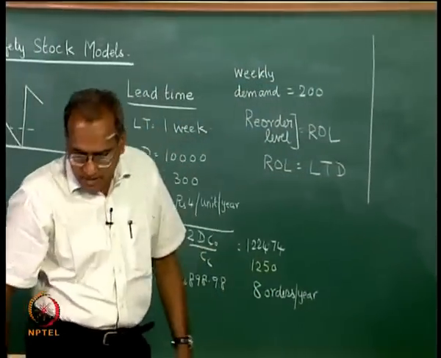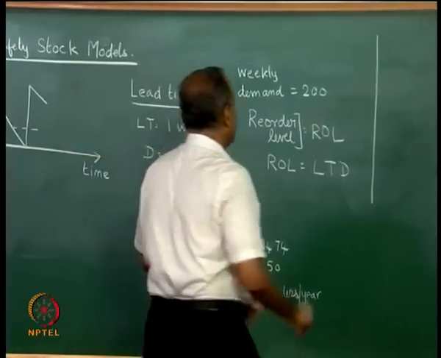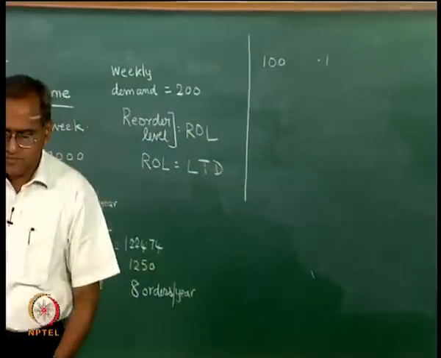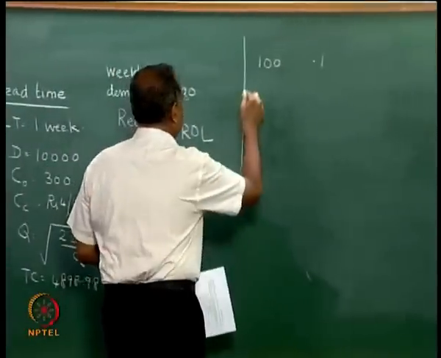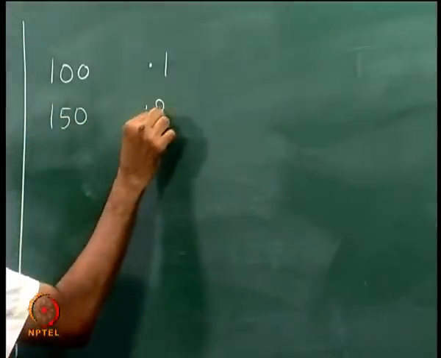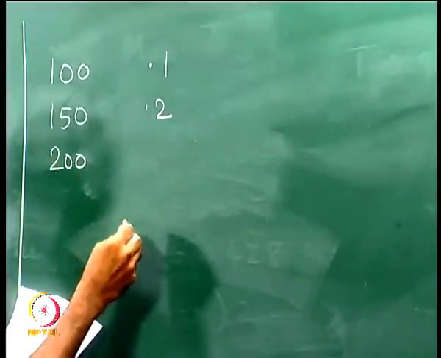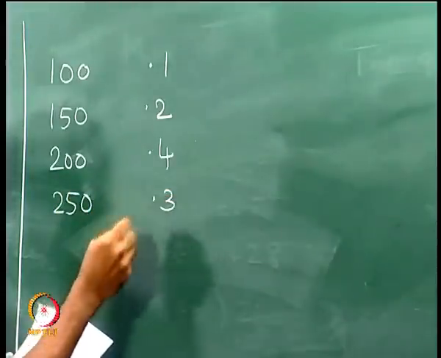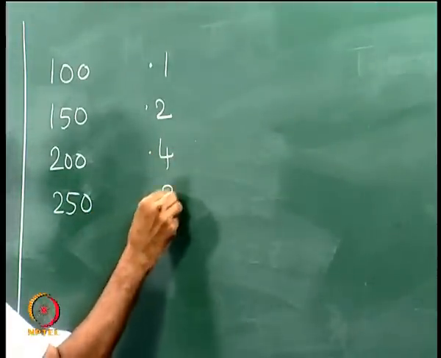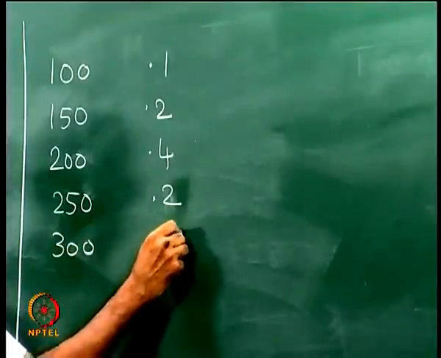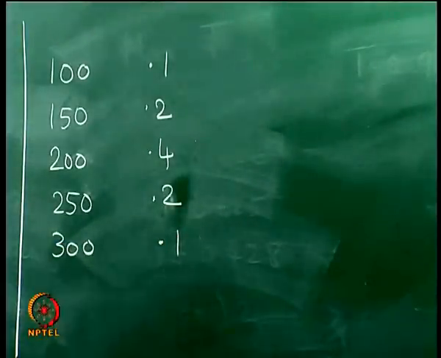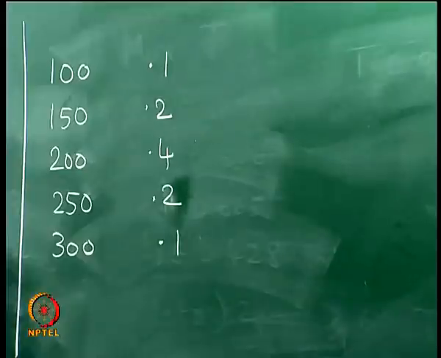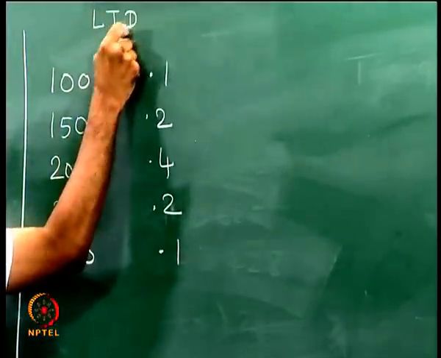So, now we would say that the demand can be anything from 100 to 300. Demand can be 100 with a probability 0.1, demand can be 150 with probability 0.2, demand can be 200 with probability 0.4, demand can be 250 with probability 0.2, and demand is 300 with probability 0.1. So, let us say this is the weekly demand and we will take this as lead time demand because lead time is exactly 1 week.